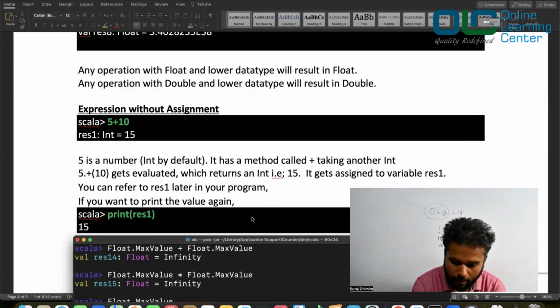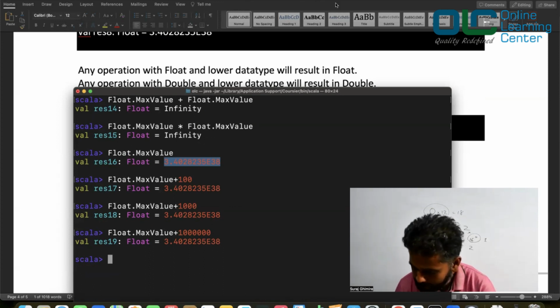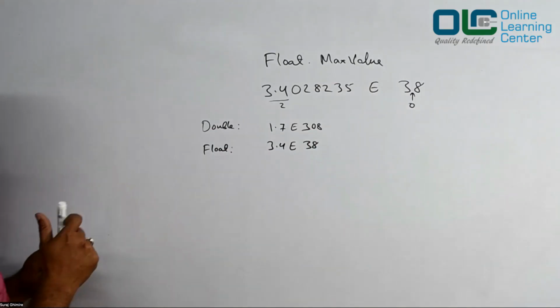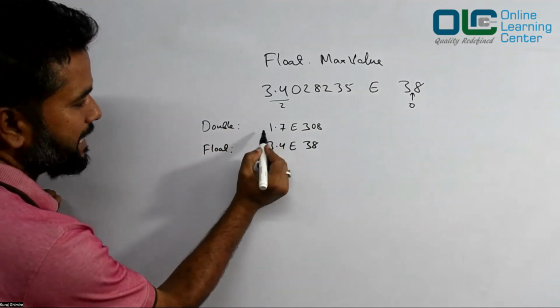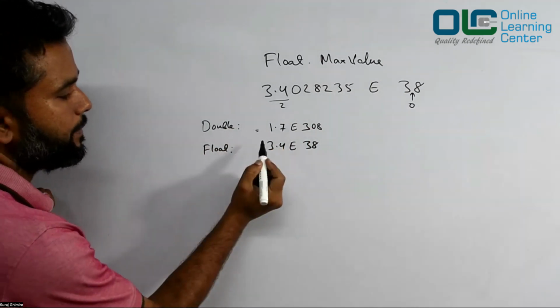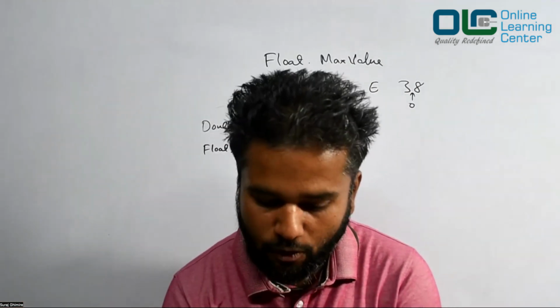Now let's talk about this. What is the meaning of this value? That's very important for us to understand. Let me just write it on the board first. I just wanted to tell you what is the meaning of this. This is the maximum value of double, and this is the maximum value of float. Before I explain this, let me show you one small example.